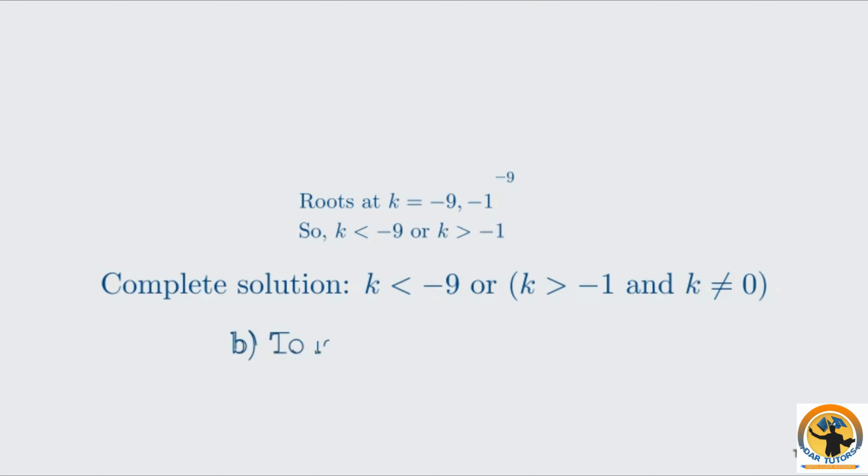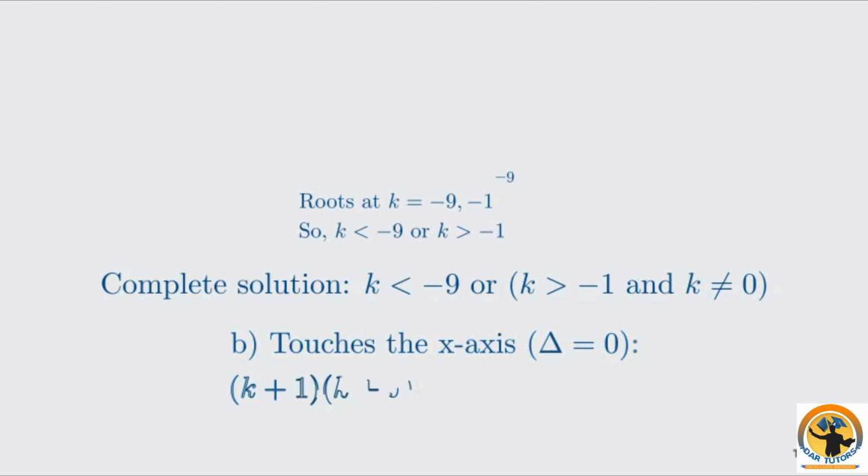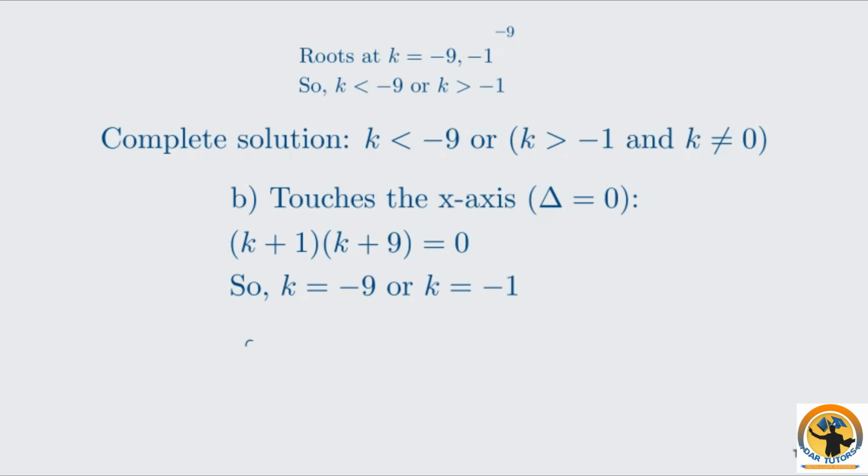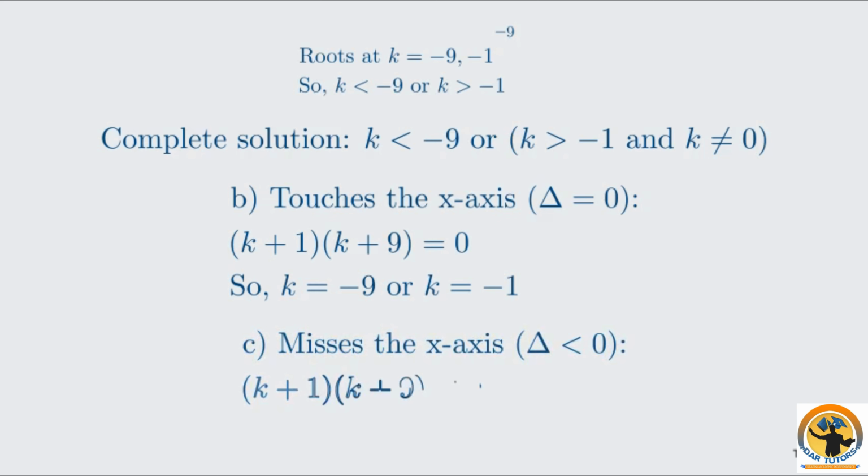B. The graph touches the x-axis when delta equals 0. This means (k plus 1) times (k plus 9) equals 0. This occurs when k equals -9 or k equals -1. C. The graph misses the x-axis when delta is less than 0. This means (k plus 1) times (k plus 9) is less than 0. This inequality holds when k is between -9 and -1.